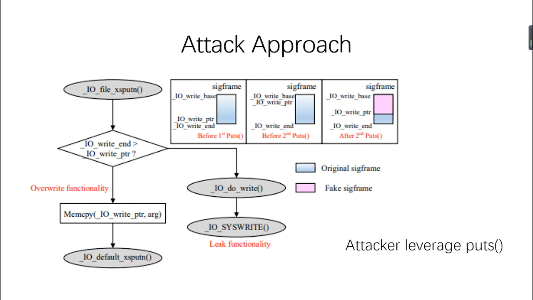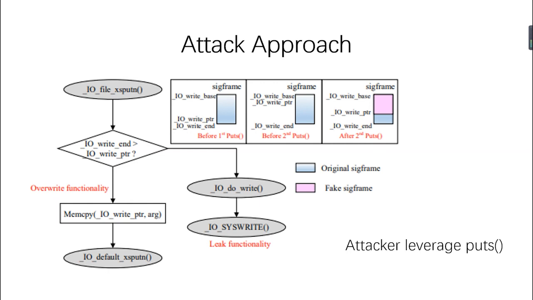In this attack, we use the put function twice, but exploit its different functionalities. For the first time, put only leaks the signal frame. For the second time, it will overwrite the signal frame. The reason it can have different functionalities in two consecutive executions is that the parameter is different in the two executions, and the write buffer pointer is changed automatically.